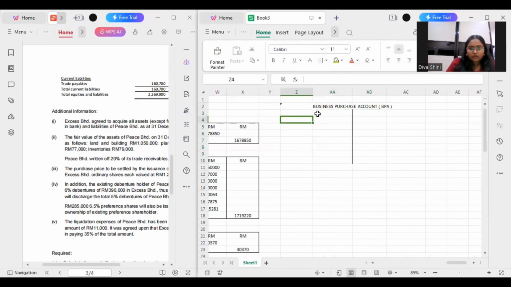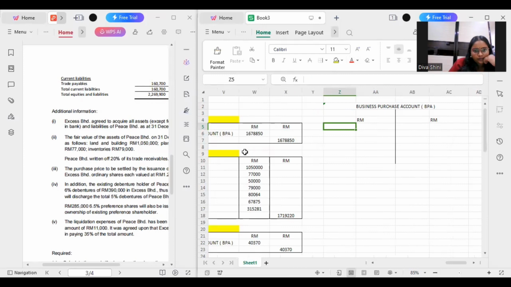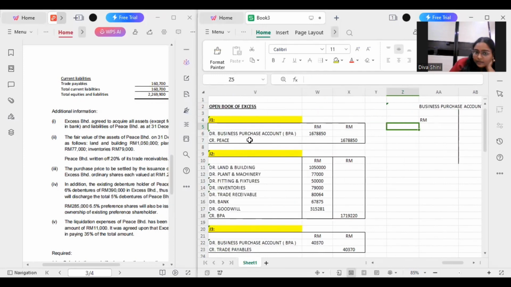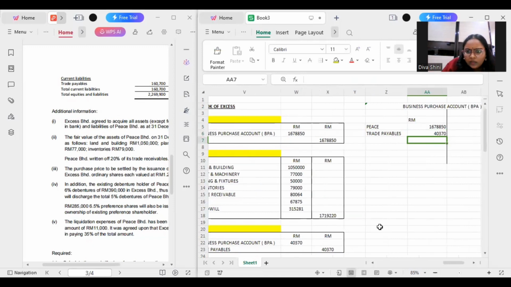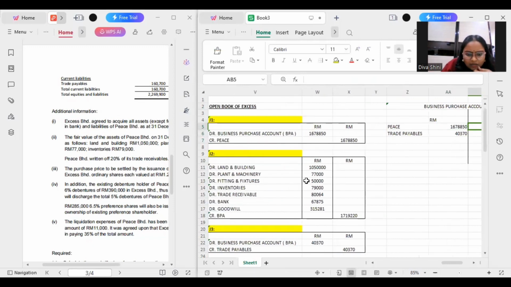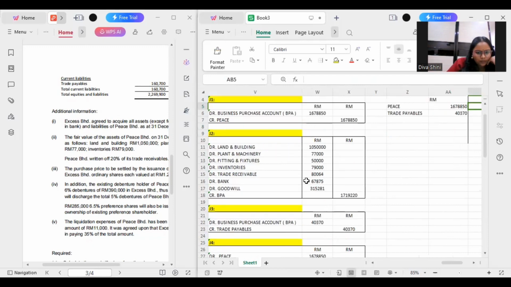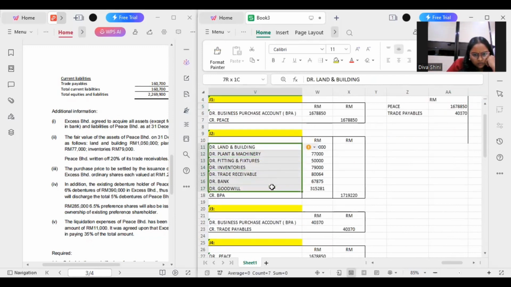So for the business purchase account, at the debit side, we need to debit the journal 1 and journal 3. So the first one is PC, and also trade payables. And for the credit side, we need to take the amount from J2, okay, J2 until the bill.